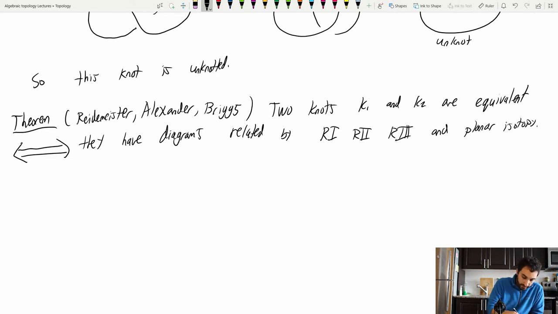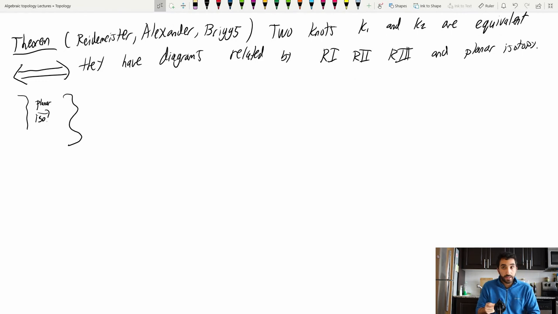So by that, I just mean, you can always just take a string and just wiggle it without introducing any new crossings or passing through any crossings. You could always just wiggle the diagrams a little bit. The important thing is Reidemeister 1, Reidemeister 2, and Reidemeister 3 are the extra ingredients. So this is a planar isotopy. So this is a great theorem, but here are some problems.